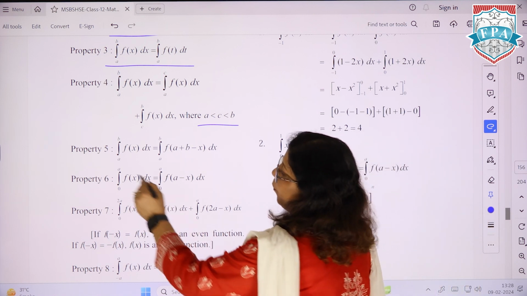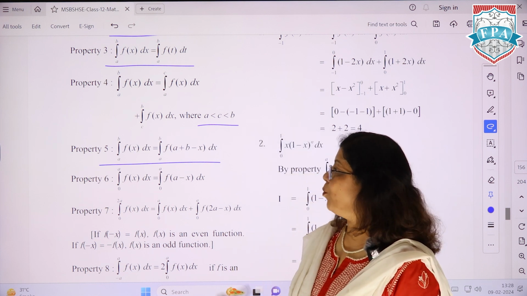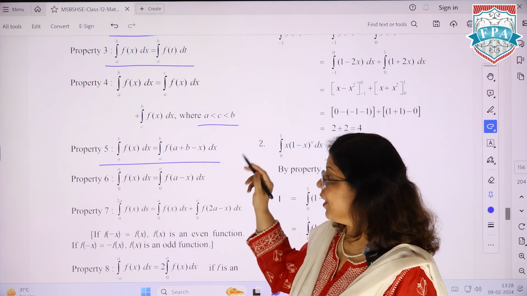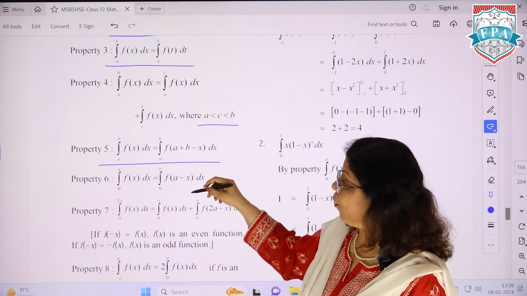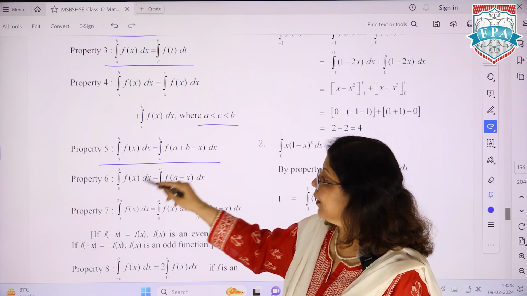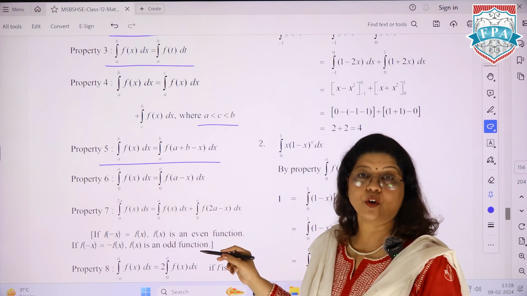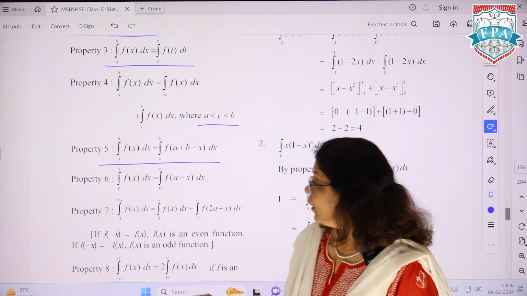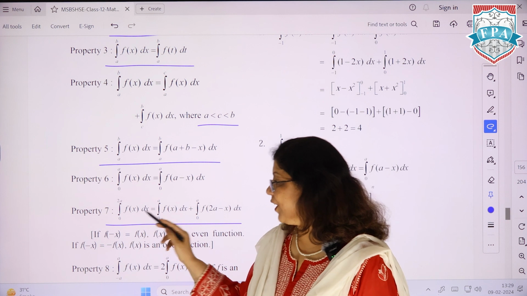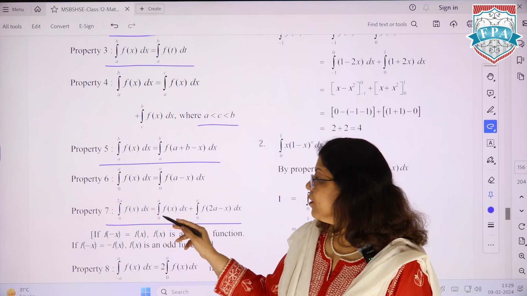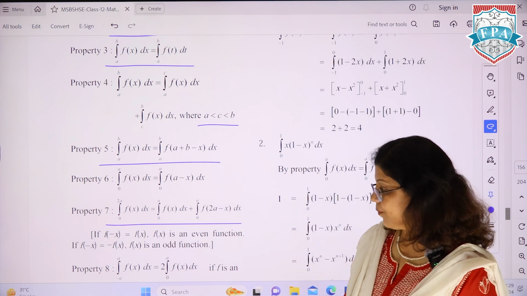एक और बहुत prominently use होने वाला formula a to b fx dx is a to b f(a plus b minus x) dx और 0 to a में f(a minus x). ये दोनों same formula हैं, only difference is that here 0 plus a minus x actually becomes a minus x, so we ignore 0 over there. The seventh property is 0 to 2a fx dx can be written as 0 to a fx dx plus 0 to a f(2a minus x) dx.